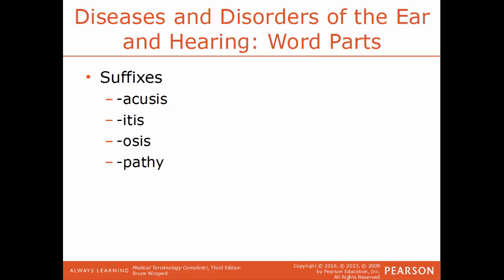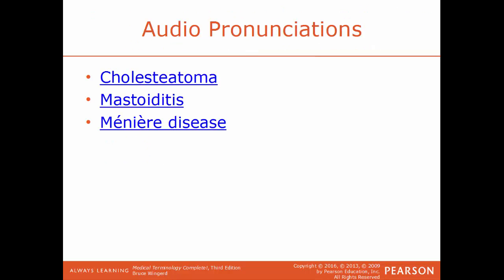Some common suffixes. Acousis means hearing. Itis means the inflammation of. Osis means an abnormal condition. Pathy means a disease. Go over some conditions when it comes to the ear and hearing. Our first term, cholesteatoma. This is an abnormal, non-cancerous skin growth that's found in the middle section of the ear, right behind the eardrum. Mastoiditis is the inflammation of the mastoid process, which is found just behind the ear.